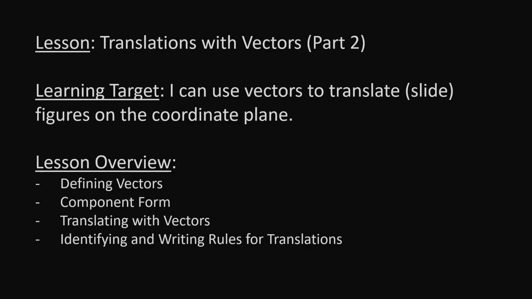All right, geometry students, so here we are with our second part of this lesson about translations. We are translating with vectors. We should be able to use vectors to translate or slide figures on the coordinate plane. In this part of the lesson, we're going to be defining vectors, what they are. We'll talk about their component form, translating with vectors, and identifying and writing rules for translations. Once again, make sure you are following along with your guided notes, and let's begin.